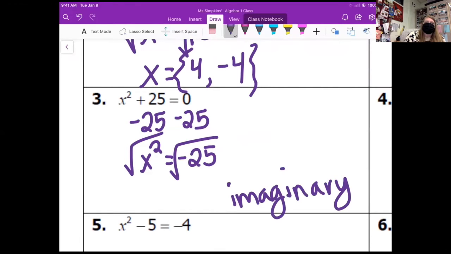I don't mean that to be funny. When you take the square root of negative numbers, it is something called an imaginary number. It is a real thing. You'll learn about it in Algebra 2 or pre-calc times. But I don't want you to say no solution because that would be a lie.